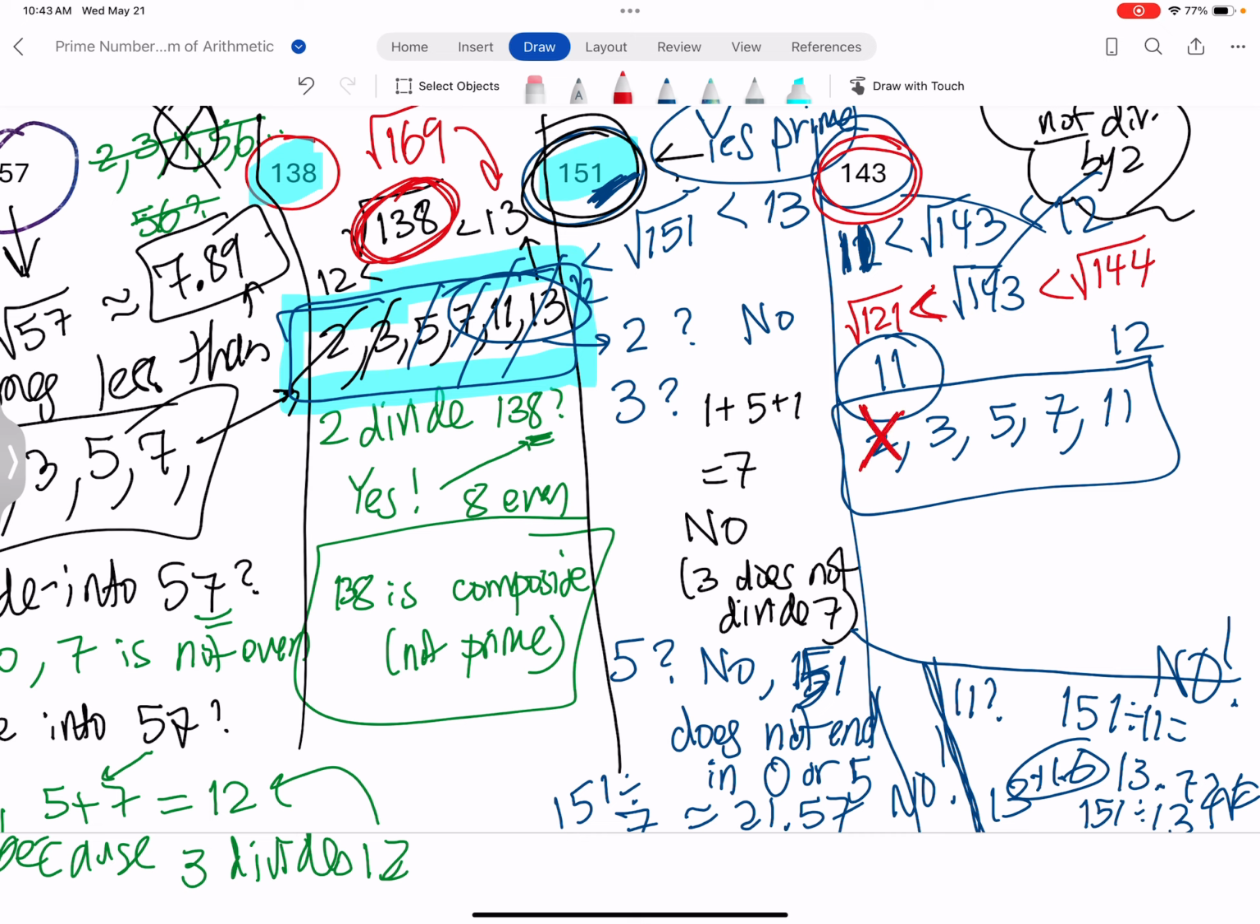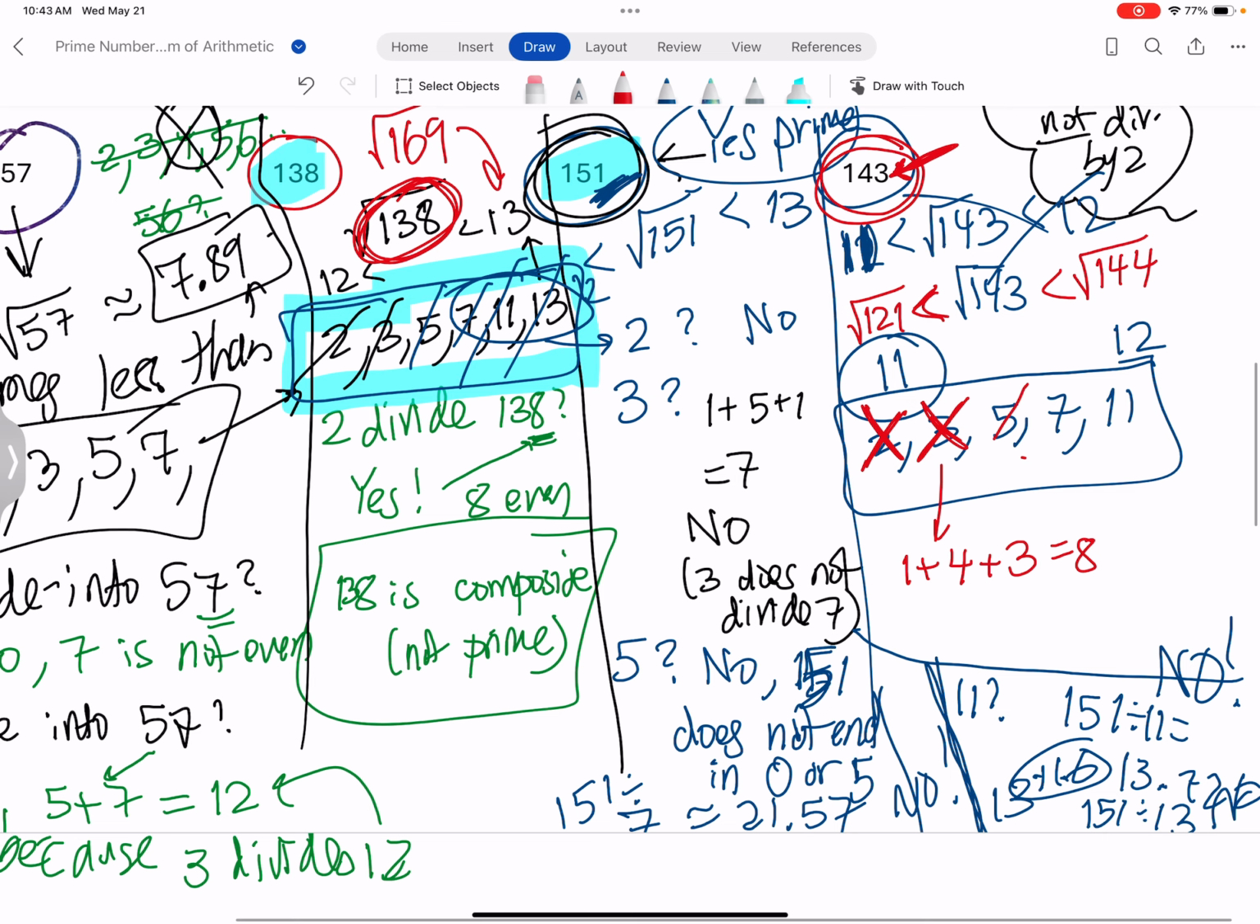How about 3? That's where I have to actually think about it. The digits of my number that I'm interested in are 1, 4, and 3. What's 1 plus 4 plus 3? 8. But 3 doesn't go into 8, so that's not going to work either. Okay. How about, does the number end in a 5 or a 0? Because I'm testing for divisibility by 5. No, it does not, so 5 won't work. How about 7? I would divide 143 by 7, and it's not a whole number.